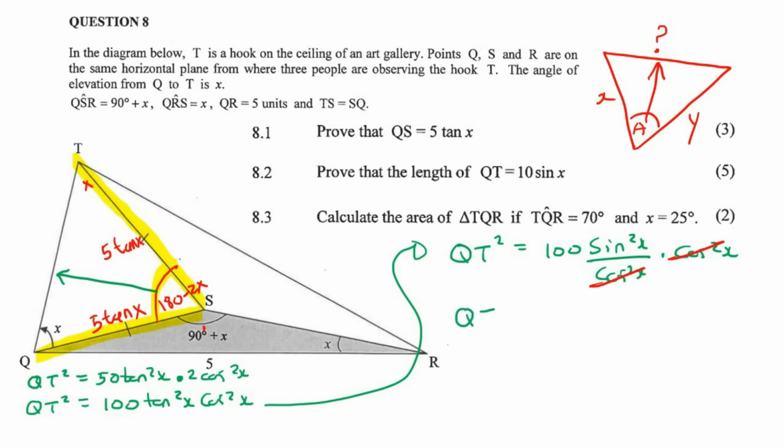And so I end up with QT squared is equal to 100 sin squared x. Now I can take the square root because I'm trying to get QT alone. And so that's going to be 10 because that's the square root of 100. And then the square root of sin squared is just sin x. And holy moly, look at that. It actually gets to the final answer.